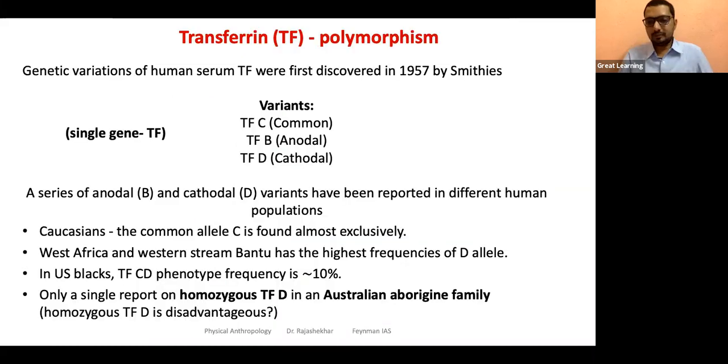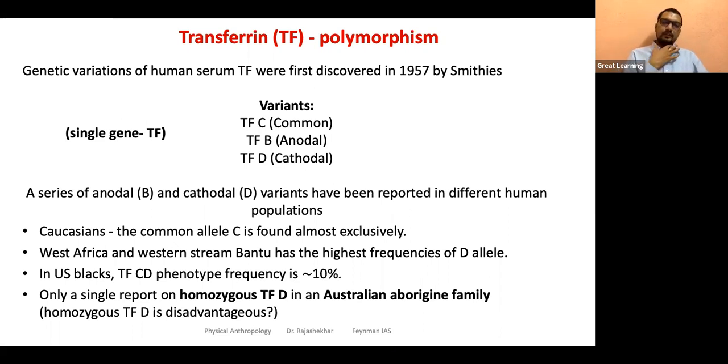Now let's focus on the polymorphism part of it. So what do we know about polymorphism of it? Does it exist in different forms? How many forms does it exist in? And what type of polymorphic nature does transferrin show?